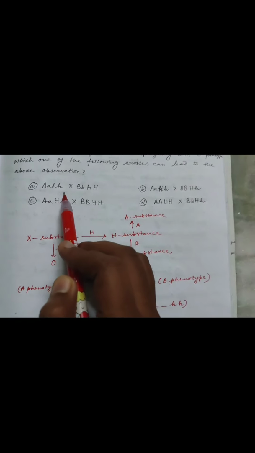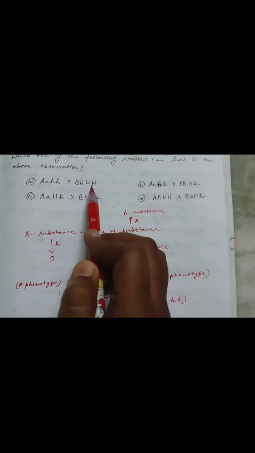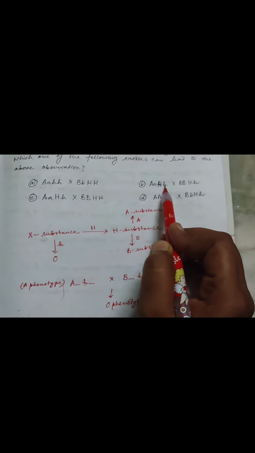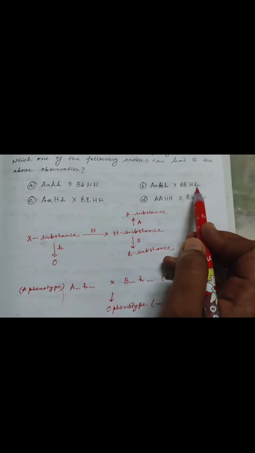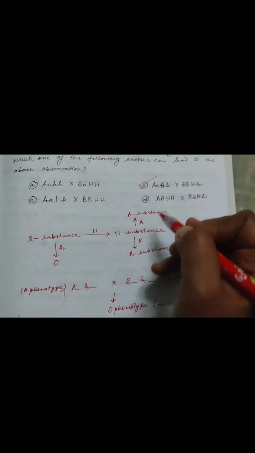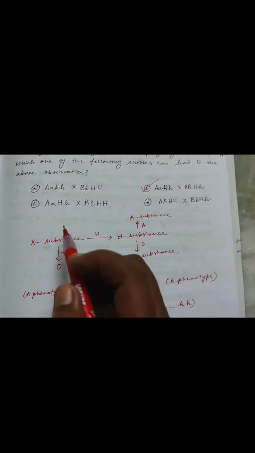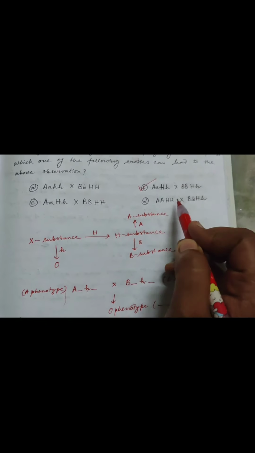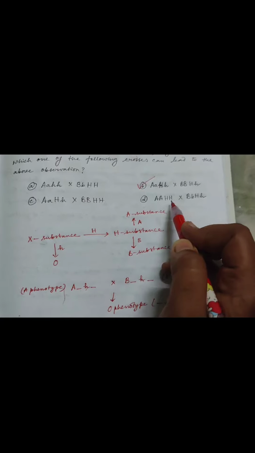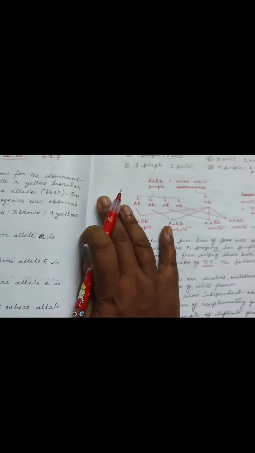See, in option A, only in A parent small h is present, but in B parent small h is absent. So, it is not correct. Next, in option B, in A parent small h is present and in B parent also small h is present. So, the correct answer would be option B. And in all other options, in both the parents, small h's are not present. Okay, see here. Here small h is present, but here no small h. So, the correct answer would be option B. So, it is very easy to answer if you have the right understanding of the concept of epistasis, or gene interaction.